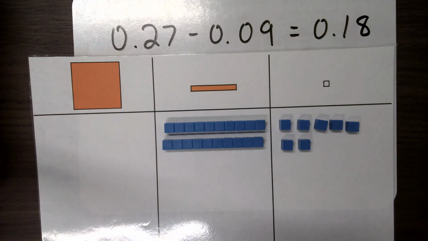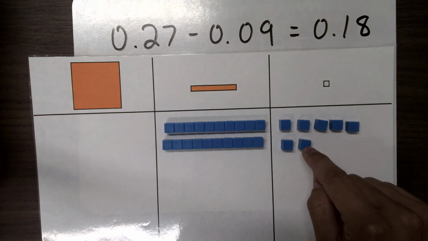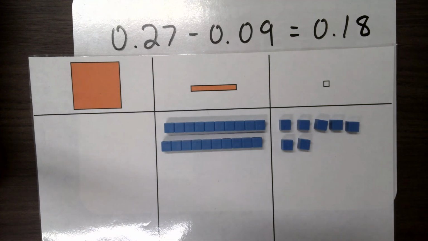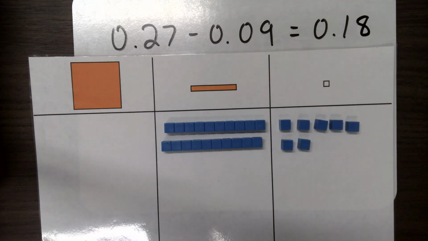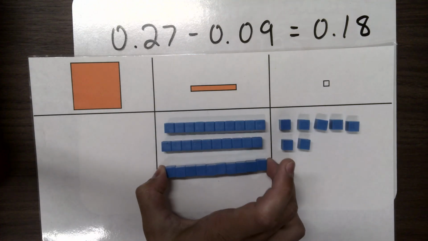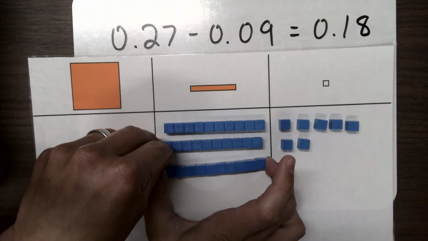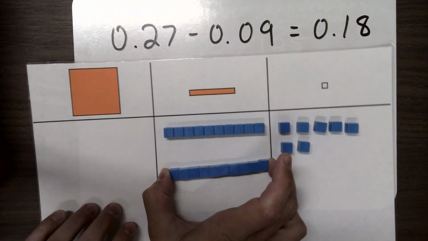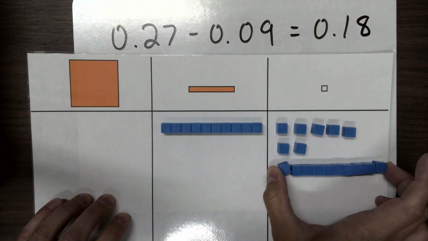So we're going to take away 9 hundredths. So I need to take away 9 of these cubes. I only have 7, so I need to ungroup one of these tenths. So rather than that being a tenth, we will think of that as 10 hundredths. And then since they're hundredths, we'll put them in that hundredths place value spot.